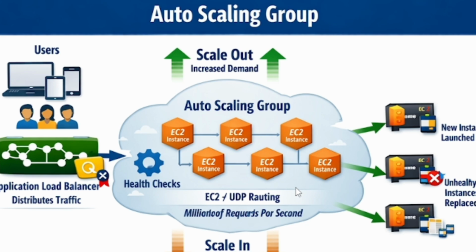Also, the auto scaling group will check for unhealthy instances. If an instance is unhealthy, it will replace it with a new instance. This is about auto scaling.